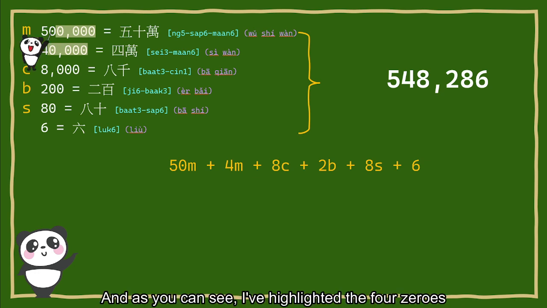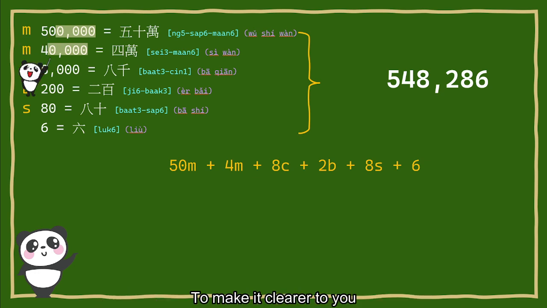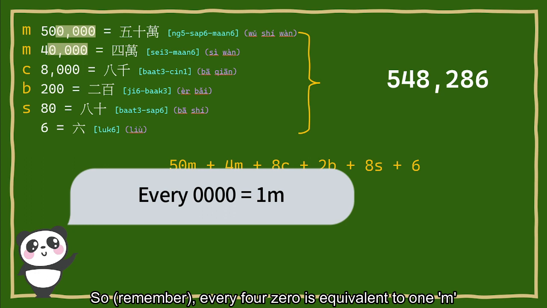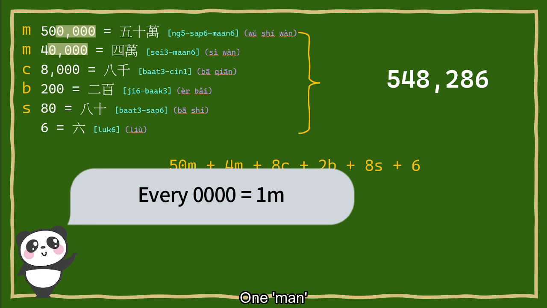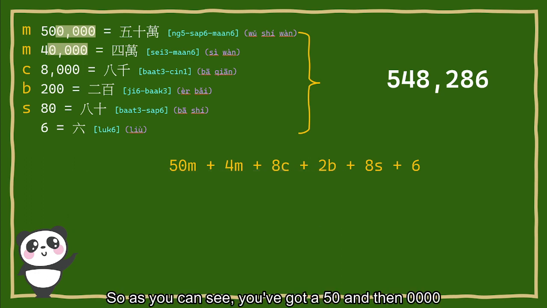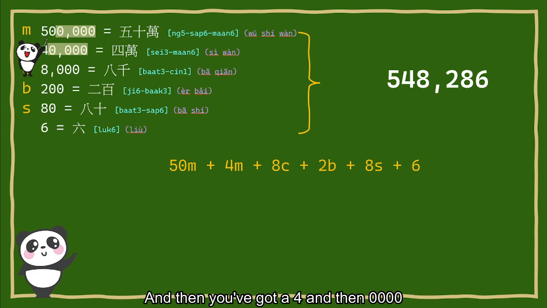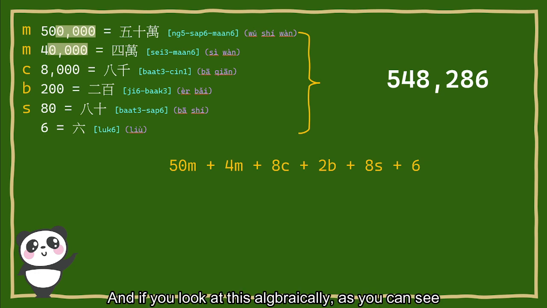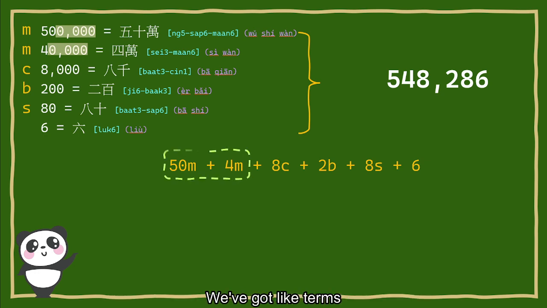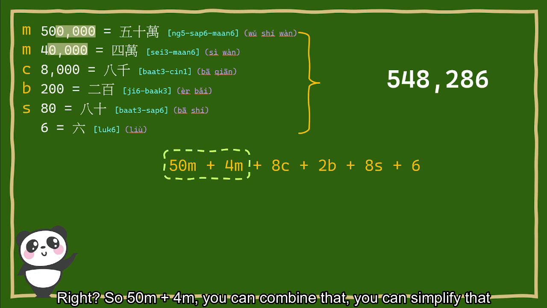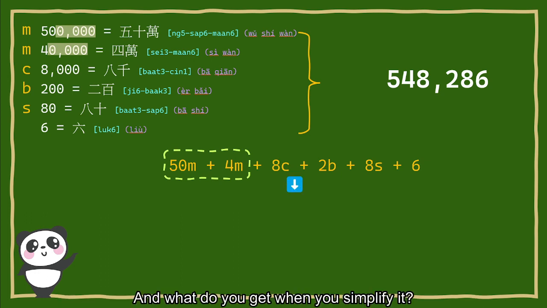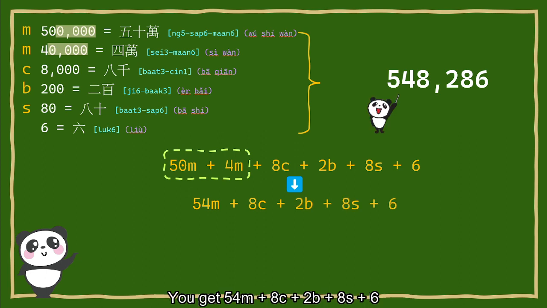As you can see, I've highlighted the 4 zeros to make it clearer. Every 4 zeros is equivalent to 1m, 1 man. So you've got 50 and then 4 zeros, and then you've got 4 and then 4 zeros. Therefore, those are both mans. And if you look at this algebraically, we've got like terms. 50m plus 4m, you can combine that and simplify it. And what do you get when you simplify it? You get 54m plus 8c plus 2b plus 8s plus 6.